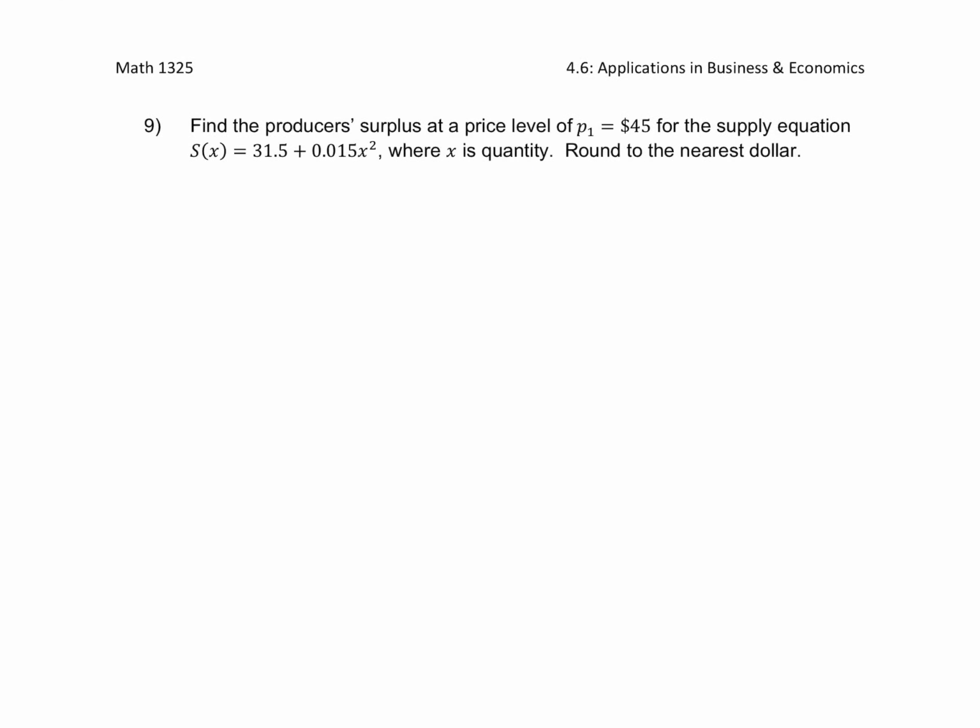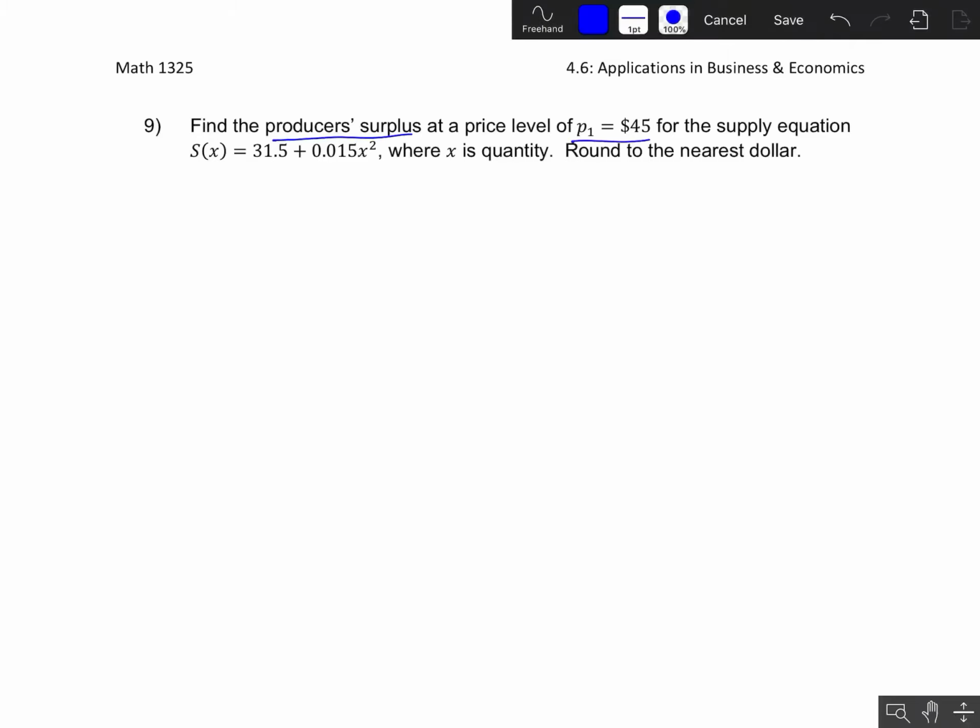So let's look at this last problem, problem 9. It's exactly the same. It's just a little bit different in terms of the price and supply function. But the strategy will be the same. So here, again, we're looking for a producer's surplus at this price point, and with the supply function 31.5 plus 0.015x squared.